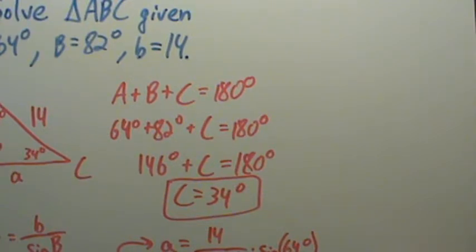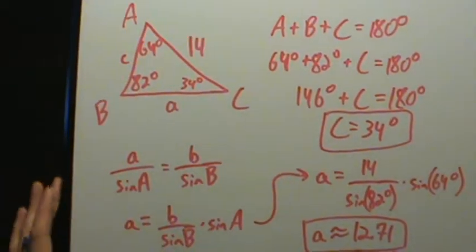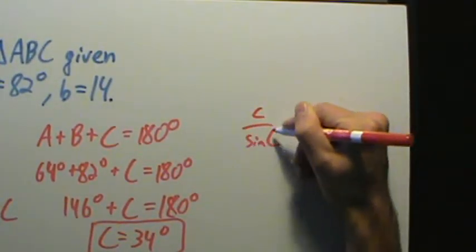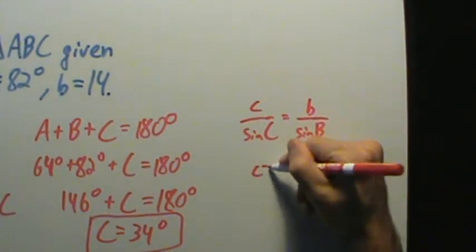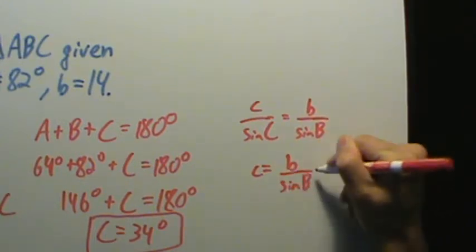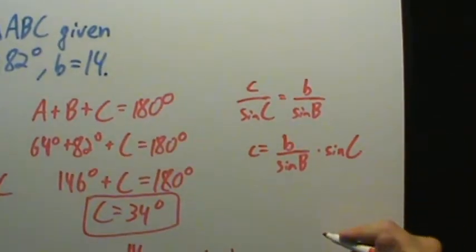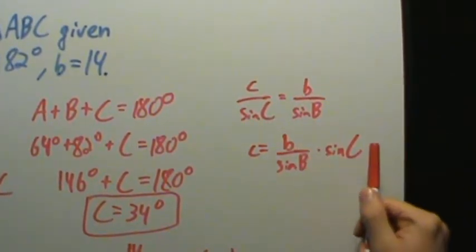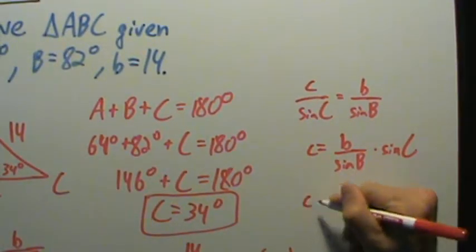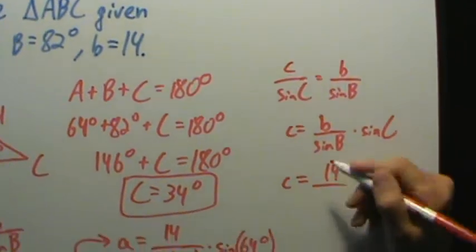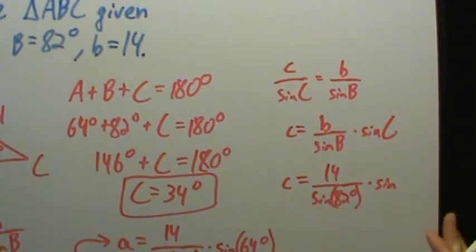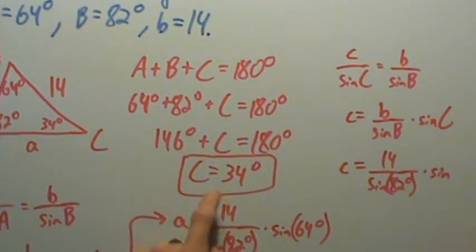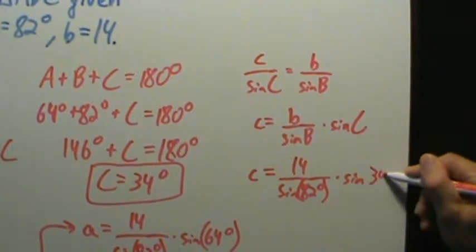So we're going to do the exact same thing, but with c's instead of a's. We have c over sine capital C equals little b over sine of big B. Multiply both sides by sine of C, and we get c equals b over sine of B times sine of capital C. Now we know little b and big C, so let's toss all that into here, and we get little c equals 14 over sine of 82 degrees, multiplied by the sine of capital C, and capital C we found earlier is 34 degrees. What's nice is that even though this is a value we found, it's an exact value and not an approximation. So this is sine of 34 degrees here.